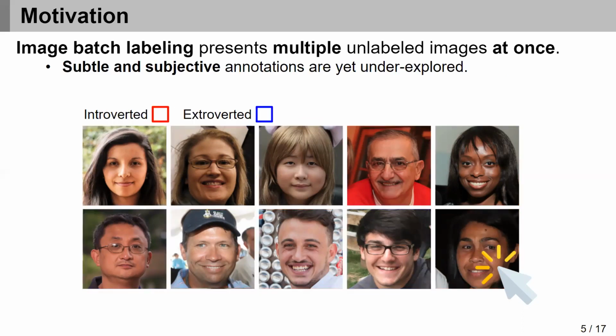How about this case? Introverted and extroverted. This seems more difficult to judge since the labels are quite subtle and subjective. It is impossible to have explicit ground truth in this case. We found that image labeling with these kinds of subjective labels has been underexplored.